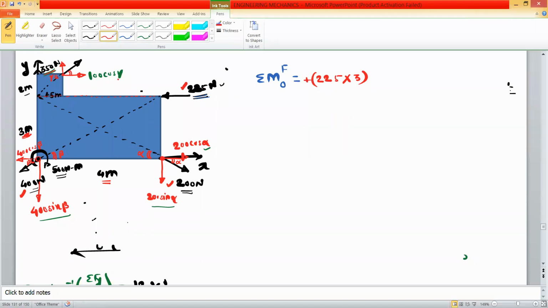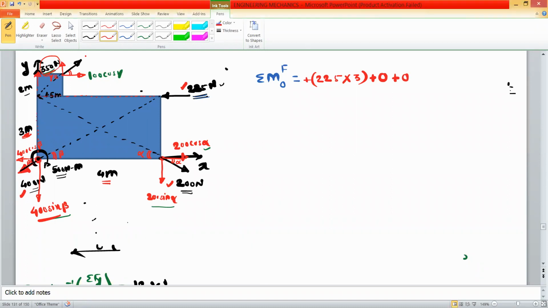Then second moment, observe this 350 Newton. The line of action of this 350 Newton force is exactly passing through the moment point, that is the point O. So there is no perpendicular distance, so the second moment by 350 Newton is 0. Then next moment by this 400, that is 400 sine beta and 400 cos beta. Both will be 0, because again the complete 400 Newton force is passing through the moment point. So that moment is also 0.